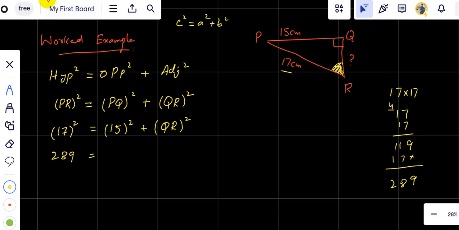Similarly, what is 15 square? Yeah, it's 225. QR is to be found. We cannot write any value for it. QR square. So what will be our next step?